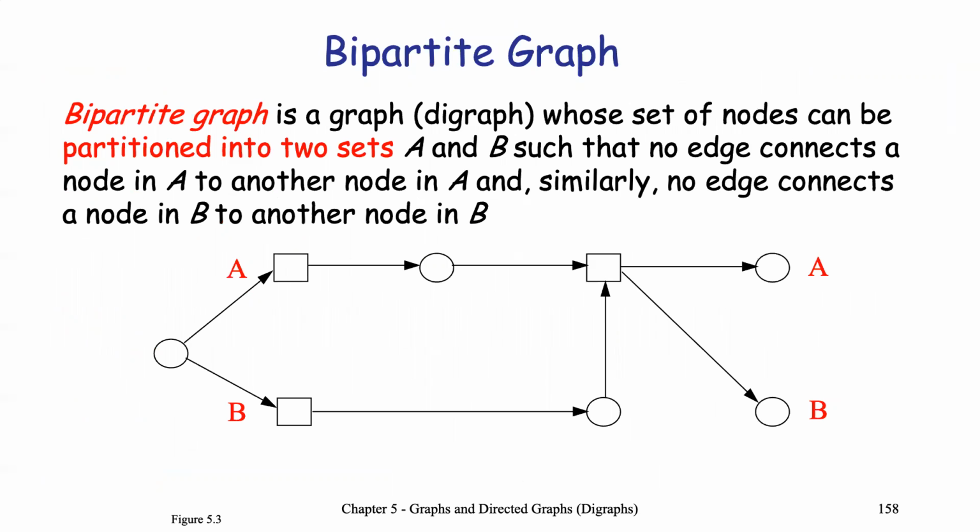So here is a special kind of digraph, a bipartite graph, whose set of nodes can be partitioned into two sets, A and B. And so here we're seeing how you can go this path and get to an output, or you go B and get to the output of B. And this is such that no edge connects a node in A to another node in A, and similarly no edge connects a node in B to another node in B. So they only have this one common element here that's shown in that picture.